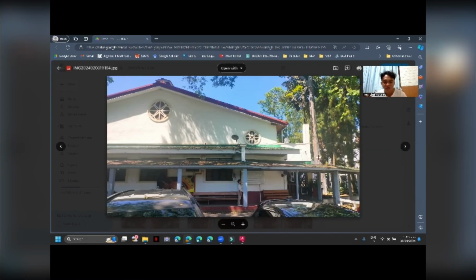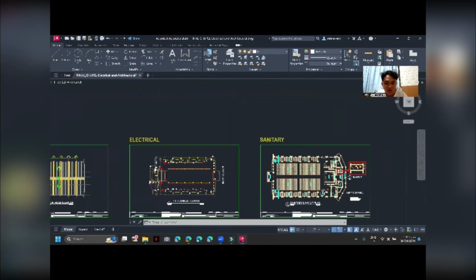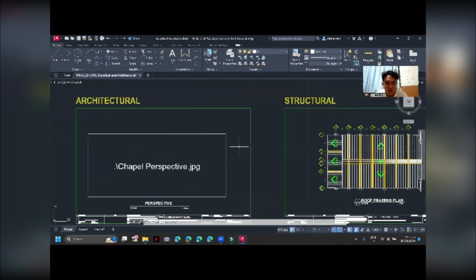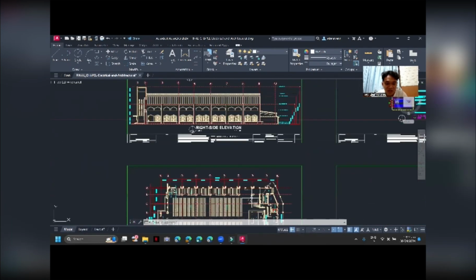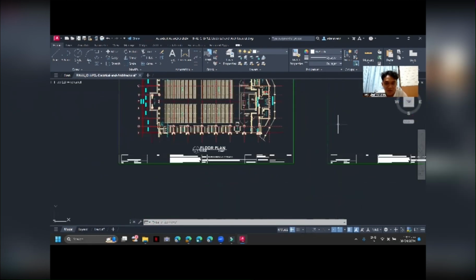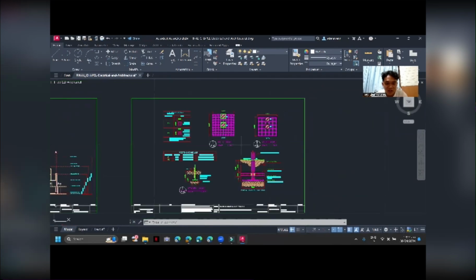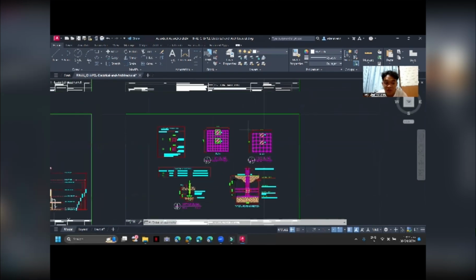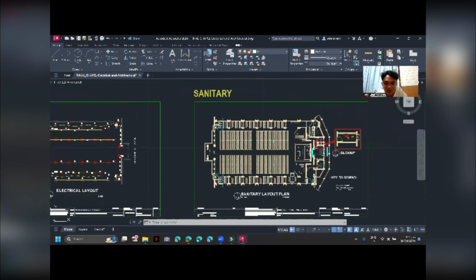So, as a summary, we had done what we could in order to create plans for the Xavier University Church, and that included architectural, structural, electrical, and sanitary plans, which is what we had done to the best of our capabilities. For an architectural plan, we have the architect's perspective, the site development plan, the elevations, and also the floor plan. Then for the structural, we have the framing plan, the roof plan, and the schedules for the footings and columns. And we also have foundation plans. Then we have the electrical layout and the sanitary layout plan, which is only this part right here.